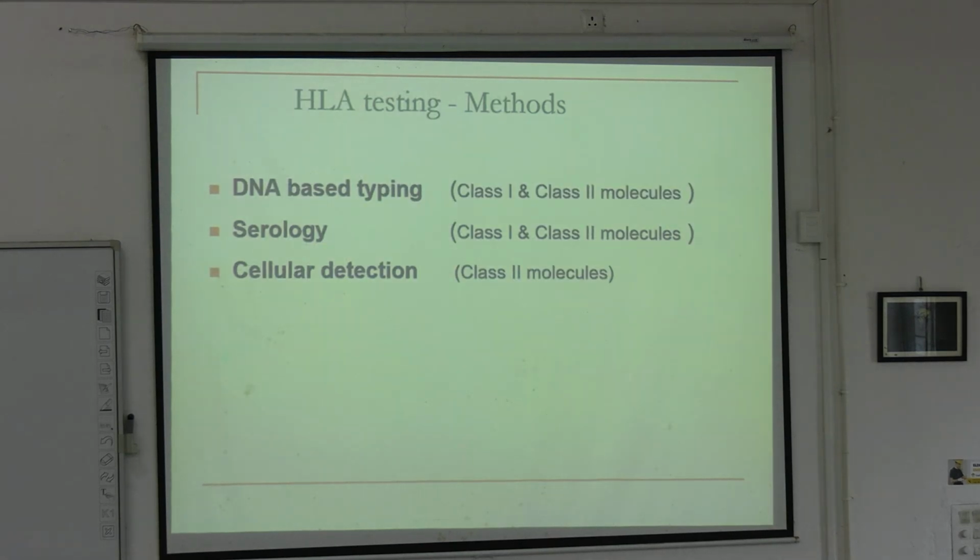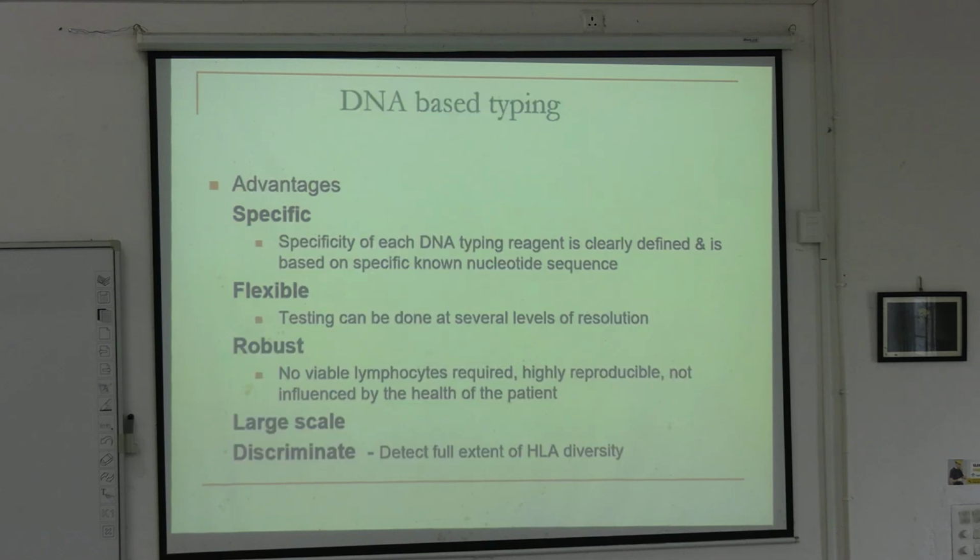Now coming to HLA testing methods, you need not know the details, just remember the names if possible, okay? The first HLA testing method is DNA based typing, which can detect both class 1 and class 2. Then serology, which can also detect class 1 and class 2 molecules. And third is cellular detection, which is only done for class 2 molecules.